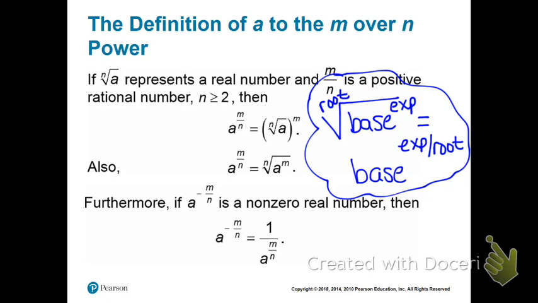Then where it says furthermore, all it's saying is don't forget, if you have a negative exponent, you're going to send it to the bottom, and you're going to make it into a fraction.